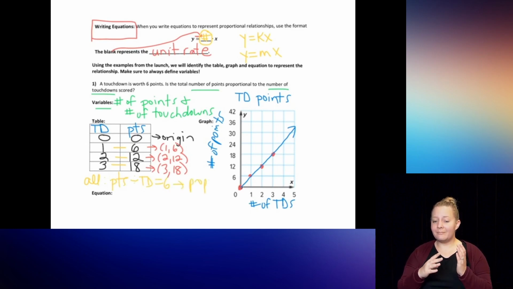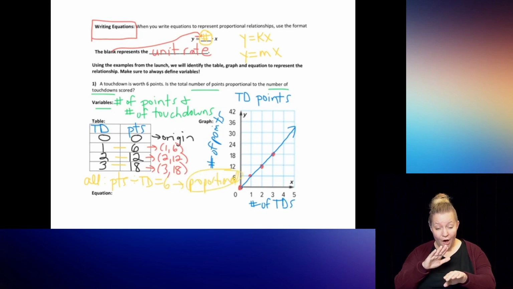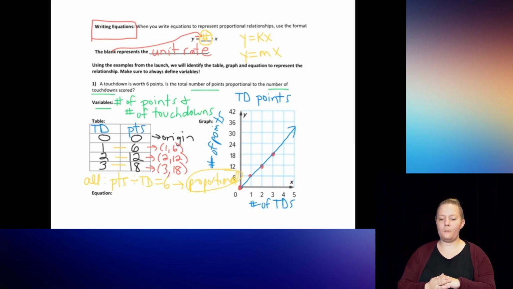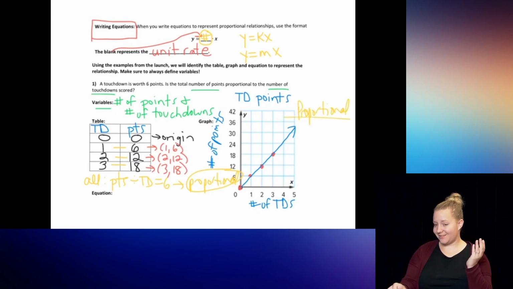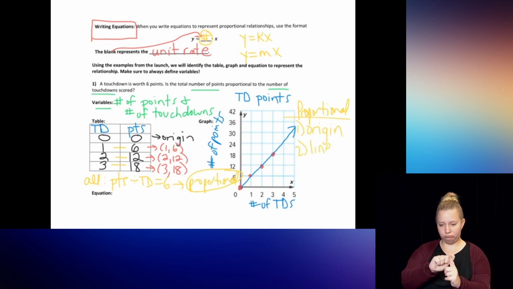So that means it is proportional. Did you get that right on the launch? Did you realize that they would stay consistent and related to each other? The way you can look over here on the graph and see that, without having to do any dividing, you can look at the graph and know that it is proportional by looking at 2 things. One is that it goes through the origin, and 2 is that it is linear.